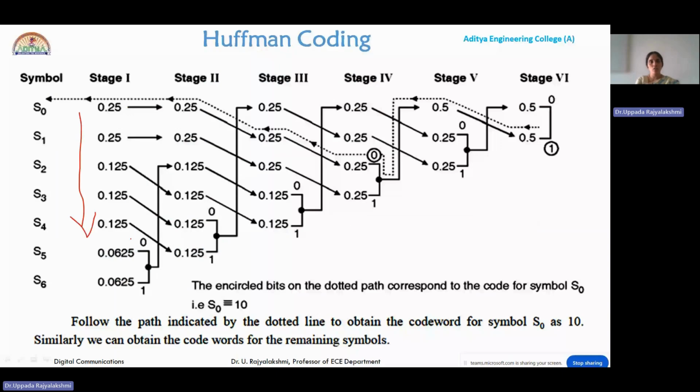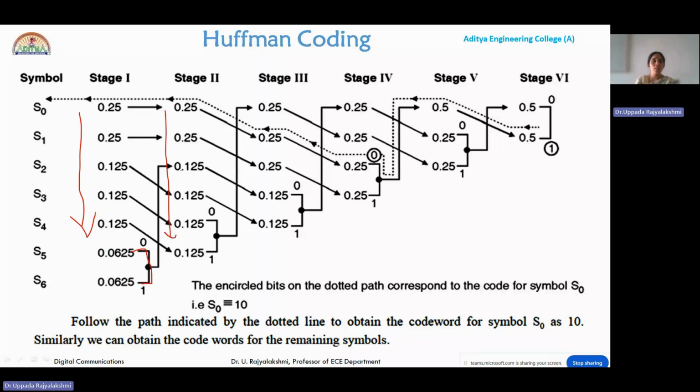In the Shannon-Fano coding procedure, we partitioned the probabilities, but here we are going to merge the last 2 or least 2 probabilities. In the given example, the least 2 probabilities are S5 and S6. So let us merge the 2 probabilities, 0.0625 and 0.0625. It is 0.125. And in the next stage, again you have to represent all the probabilities in decreasing order, including the newly merged value. The merged value is 0.125.